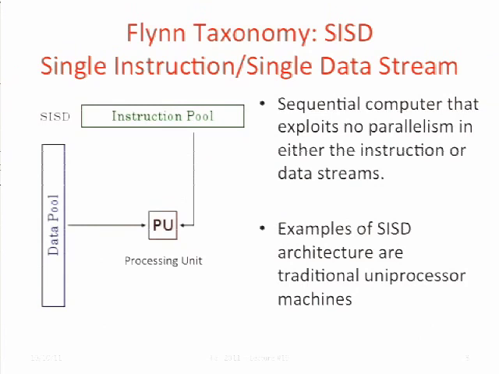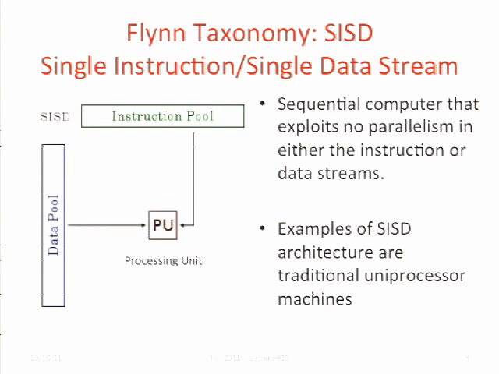You load an instruction that you want to run. That instruction needs some data that's in a register, or first you bring that data into the register, and then that instruction processes that data. It's the simplest thing, and so a traditional uniprocessor machine is a SISD architecture.